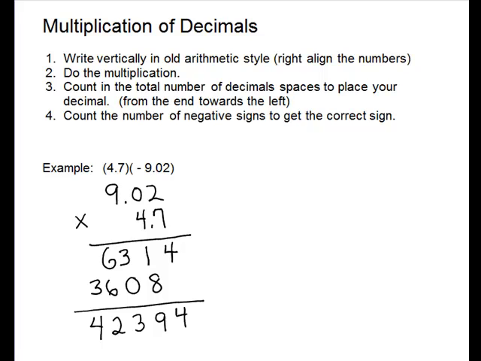So we're going to count in our problem. We had 1, 2, 3 digits total after the decimal, that's what we want in our answer. So we count in from the end towards the left. 1, 2, 3. To place our decimal, don't forget to deal with your signs. We only have one negative. That's an odd number of negatives, so it will be a negative answer.